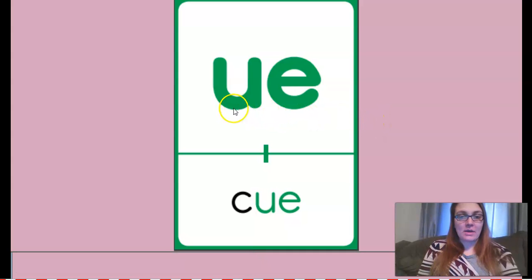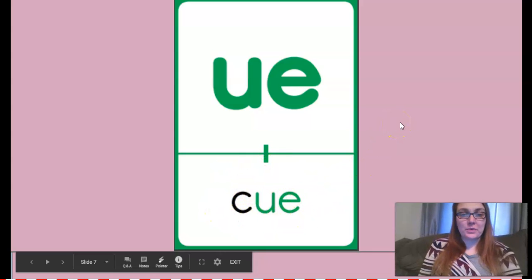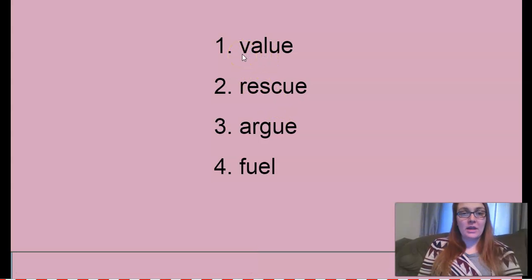Okay, we also talked about the UE spelling for this U sound. Looking at the power bar, that's not a very common spelling, but sometimes it shows up like in the word cue, like take your cue. Okay, some more UE words. Read with me. Value, rescue, argue, and fuel. Often you'll find this at the end of a word, but it can also appear in the middle, like in the word fuel. Again, it's not the most common way to spell this out.